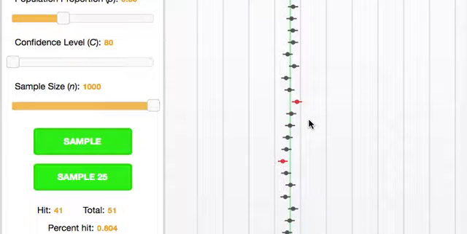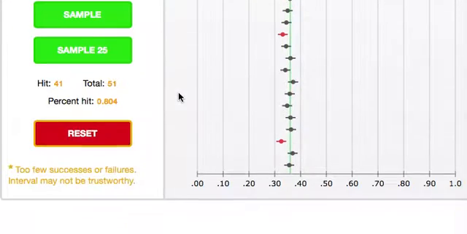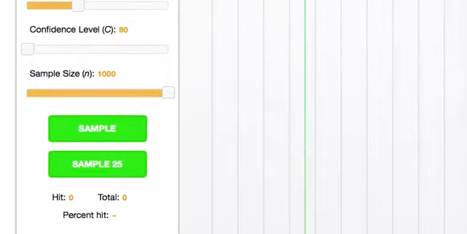So this is a neat little applet. If you want to investigate it, have some fun with it. It's pretty fun.